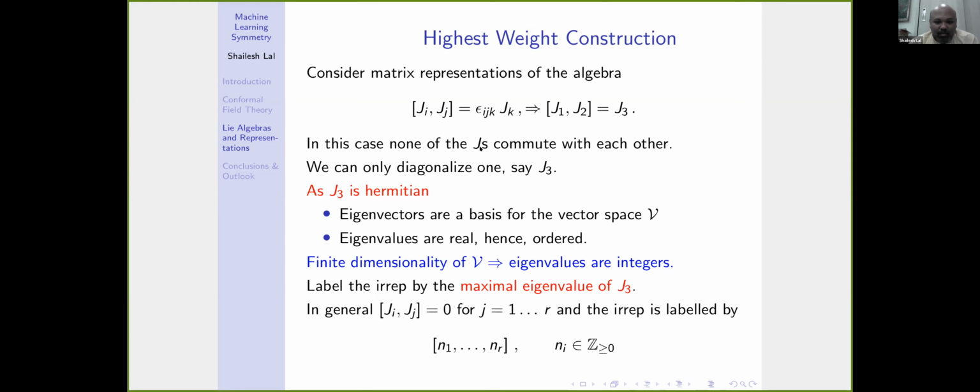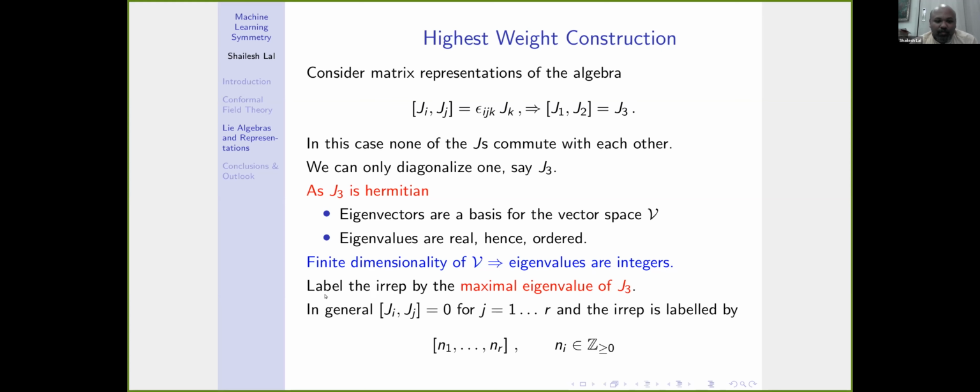In this case, you can see that none of the operators commute with each other, so you can only diagonalize one of them. And again, as this is a Hermitian operator, its eigenvectors are a basis. And also the eigenvalues are real, so there's an ordering on them. I can't show this to you right now, but demanding that the vector space is finite dimensional basically restricts you to the eigenvalues being integers.